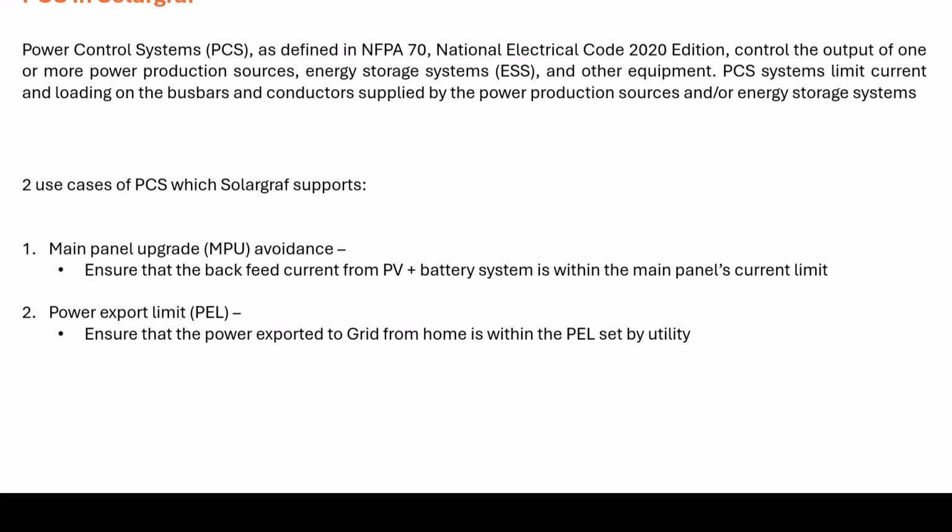So, one is going to be the main panel upgrade avoidance. This ensures that the backfeed current from PV and battery systems is within the main panel's current limit. And the second is going to be the power export limit, which ensures that the power exported to the grid from the home is within the power export limit set by the utility.